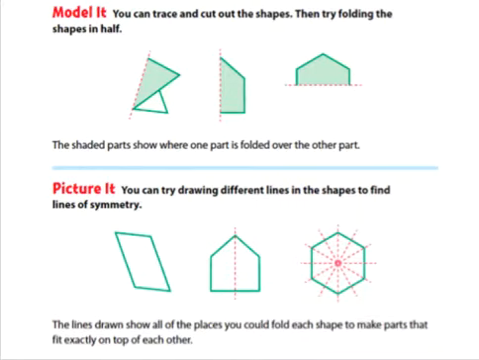Let's look at a way to model this and picture this. Remember, we're imagining that this is a shape that we can actually hold and fold. On the model it says you can trace and cut out the shapes, then try to fold the shapes in half. The shaded part shows where one part is folded over the other.